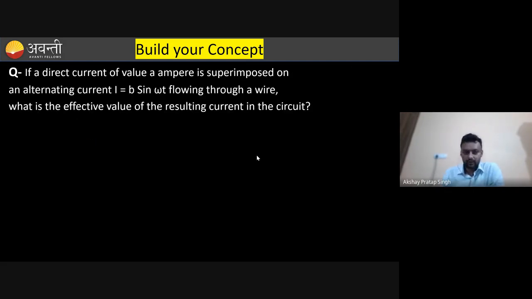This is a good question. Now we will see the most important punchline that we have learned. A direct current of value A, that means a DC current which has some magnitude A, is superimposed on an alternating current I equals B sine omega t flowing through a wire. That means AC and DC both are superimposed. What is the effective value? They are asking the RMS value of the resulting current in the circuit.